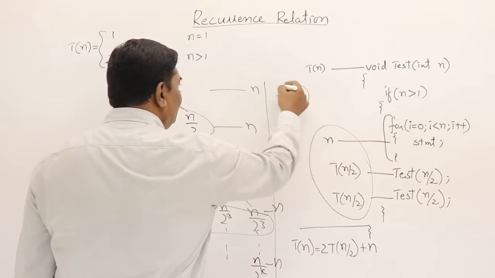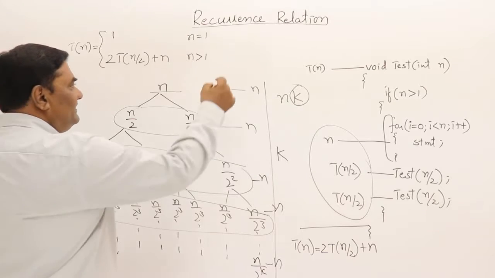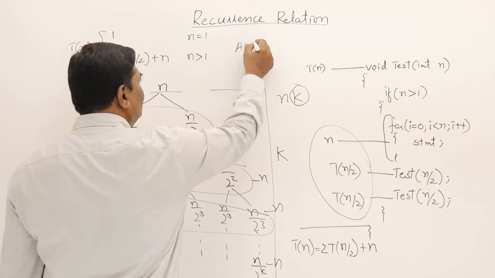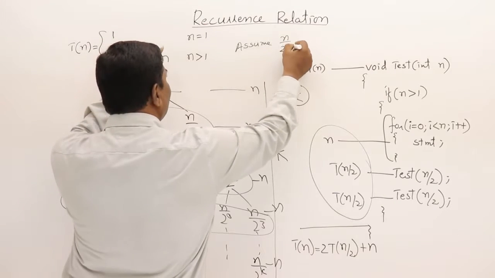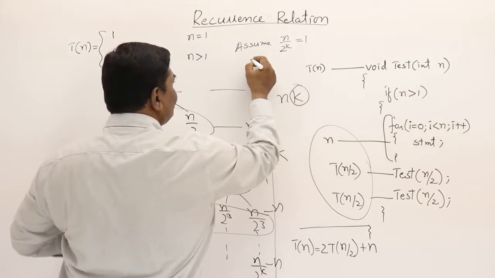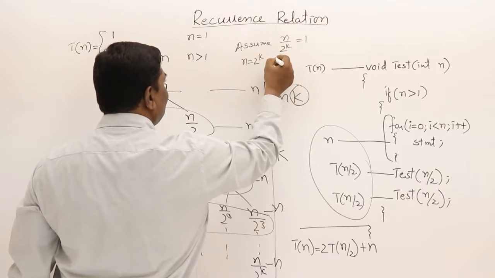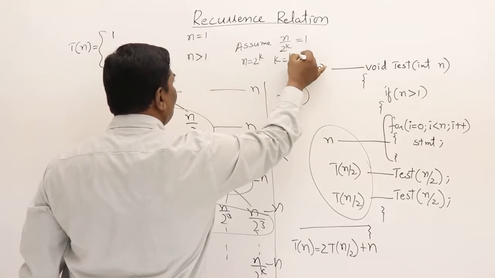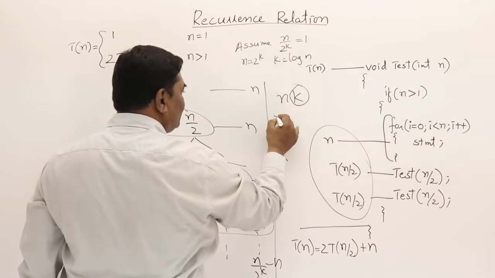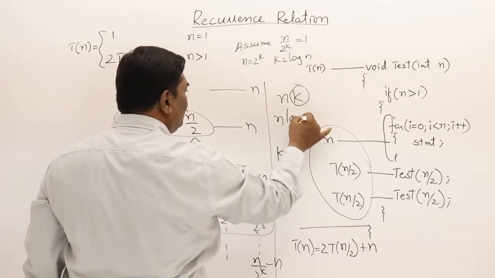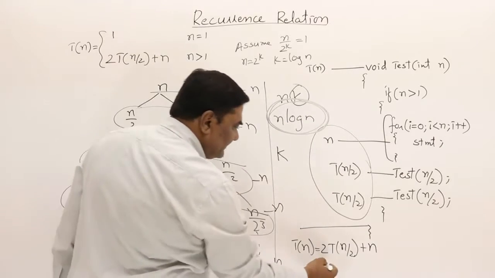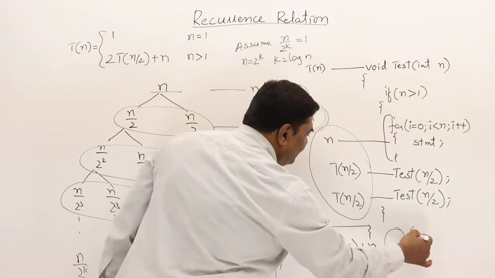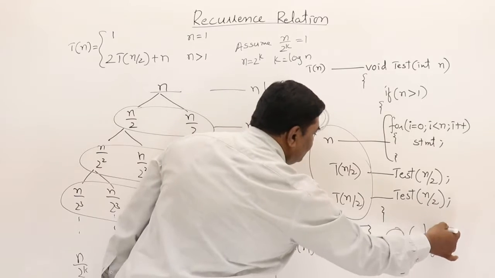So what is this k? We assume that n/2^k is equal to 1. So n is equal to 2^k and k is equal to log n. Therefore this is n log n. So the time for this is order of n log n.